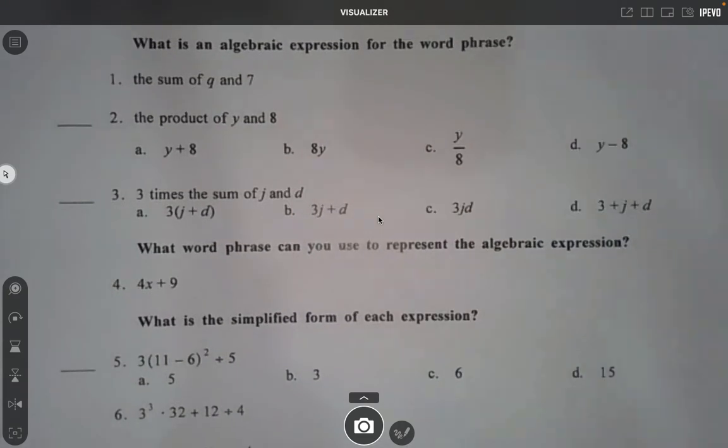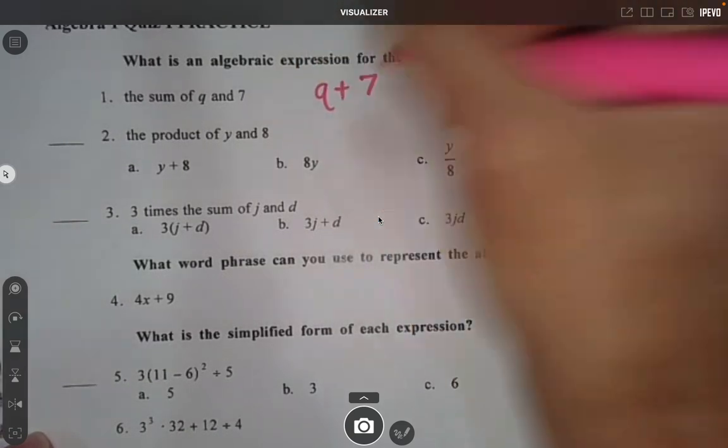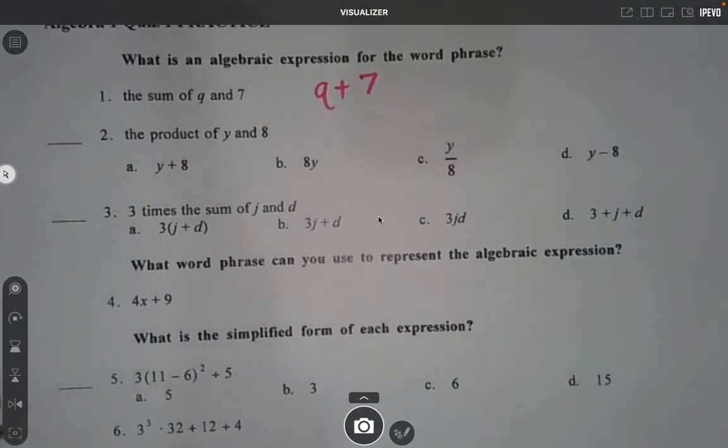All right, so the first one, it says the sum of Q and 7. So what is sum? What does that mean we're doing? We're adding. Yeah, so adding Q and 7. So this would be your answer. That's all I'll be looking for.